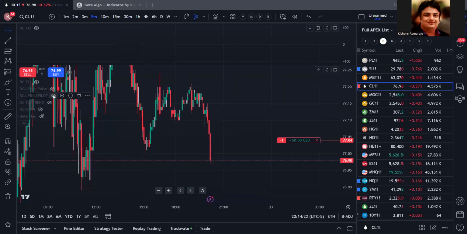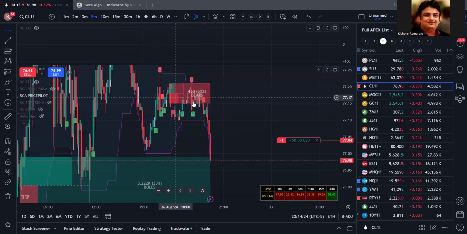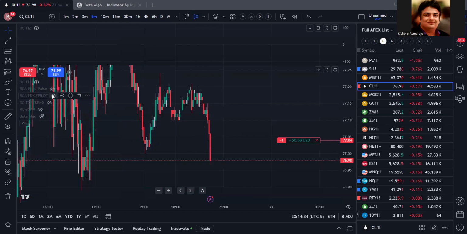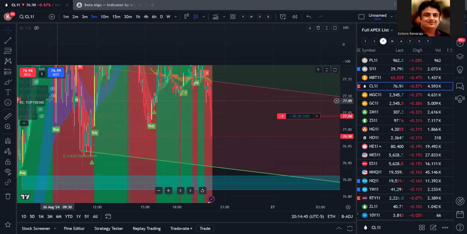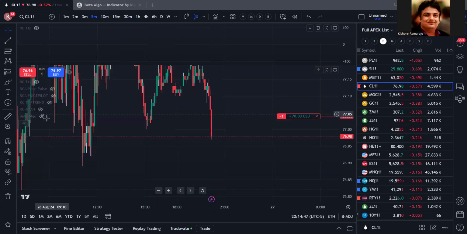Then we saw this price pilot. We saw there is a huge sell order block, and also there is a sell. S stands for sell. So this indicator also gave the sell signal. Top trend, you have the red background, sell, red cloud. So we got confidence from this one also.